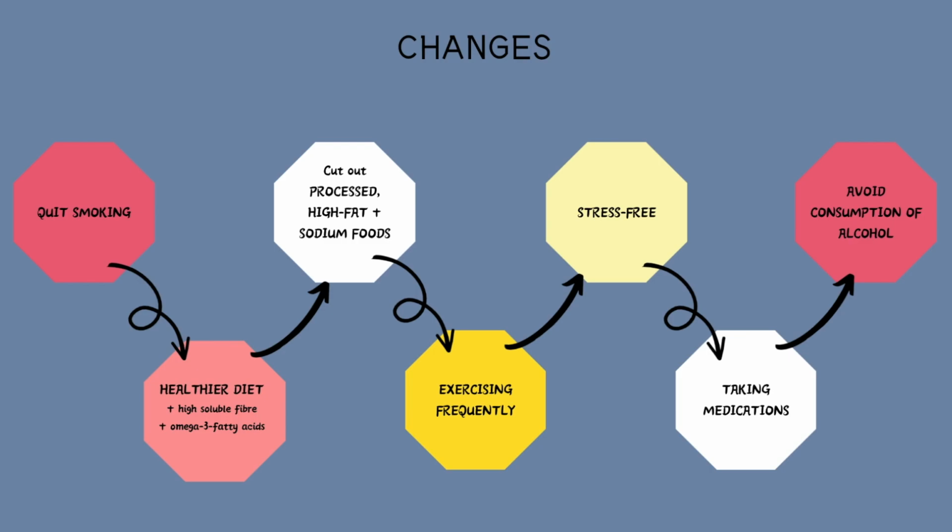Obtain a healthier diet that lowers the cholesterol level, such as including foods high in soluble fibers like oats, nuts, beans, seeds, and berries, as well as foods that are rich in omega-3 fatty acids like fish, which can aid in lowering blood pressure. Importantly, stay away from and cut out processed high-fat and high-sodium foods.